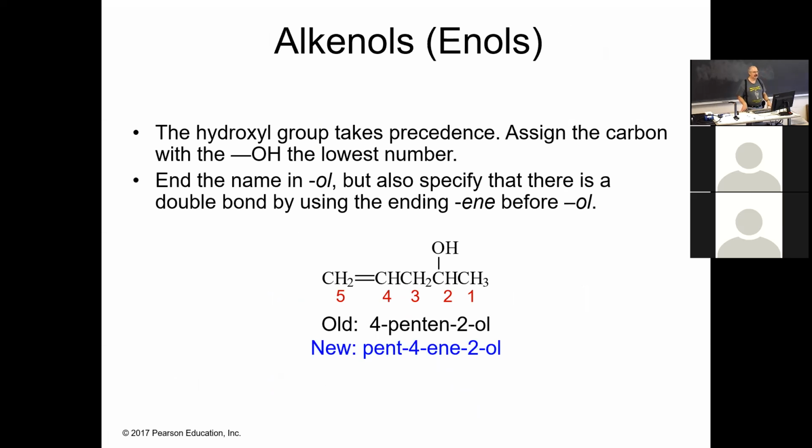If we have an alcohol and an alkene, the alcohol group takes precedence. There's a new method of nomenclature that was adopted around 1997, in which the locant is positioned right before the infix, the -ene infix. So the newer method would say pent-4-en-2-ol.